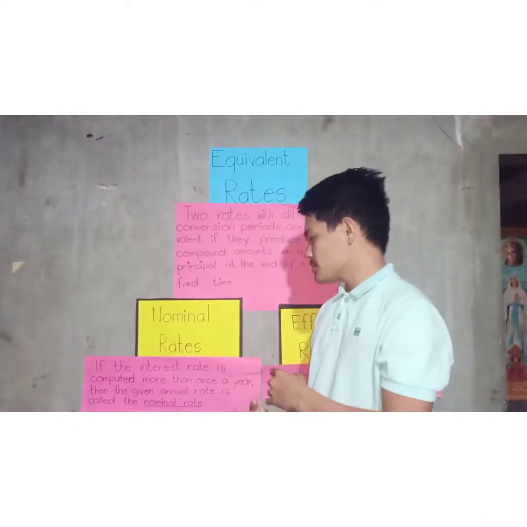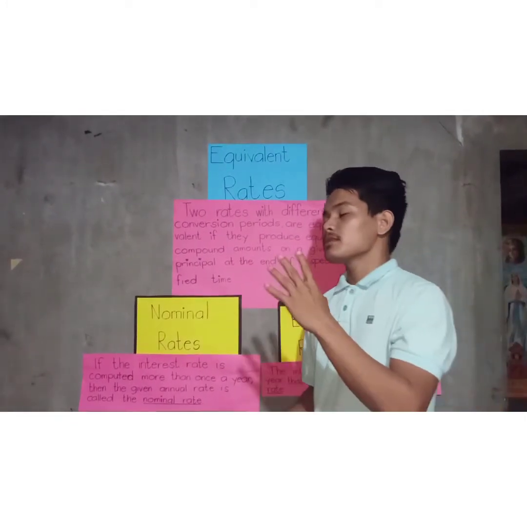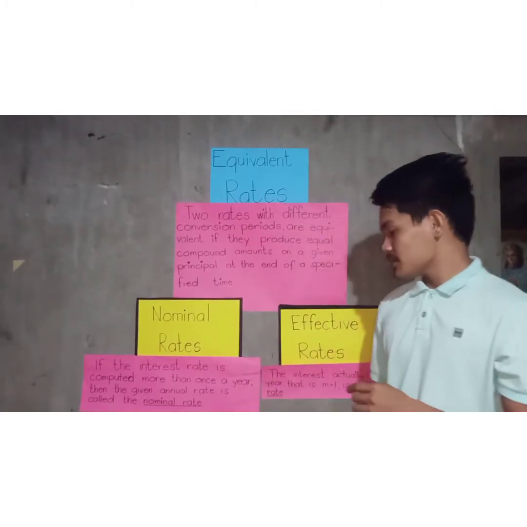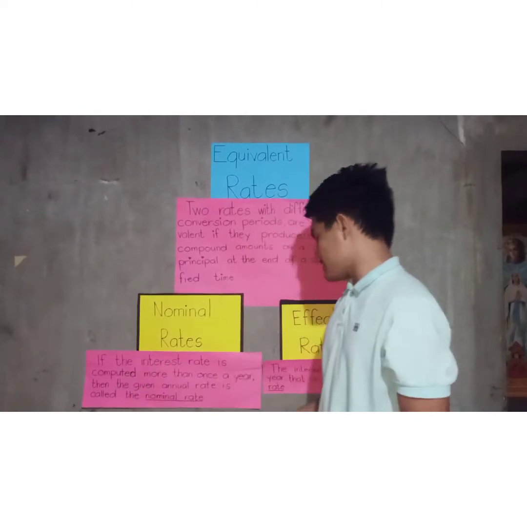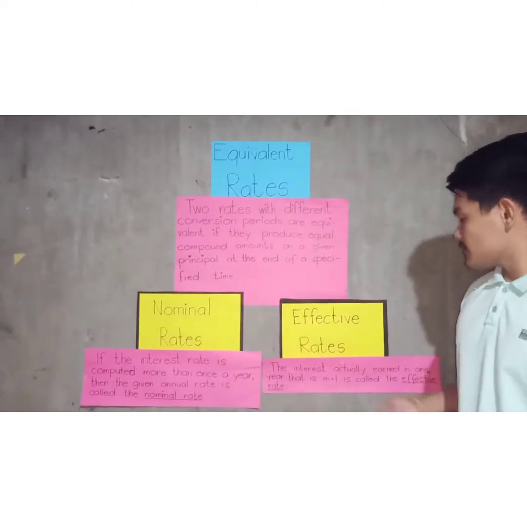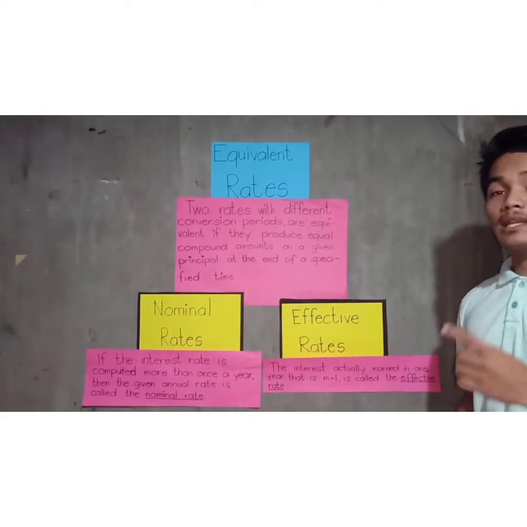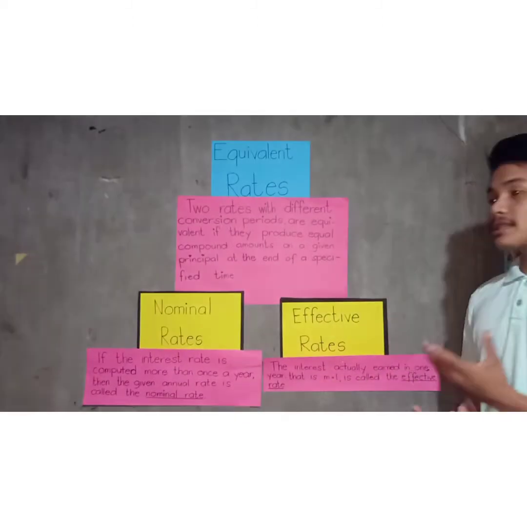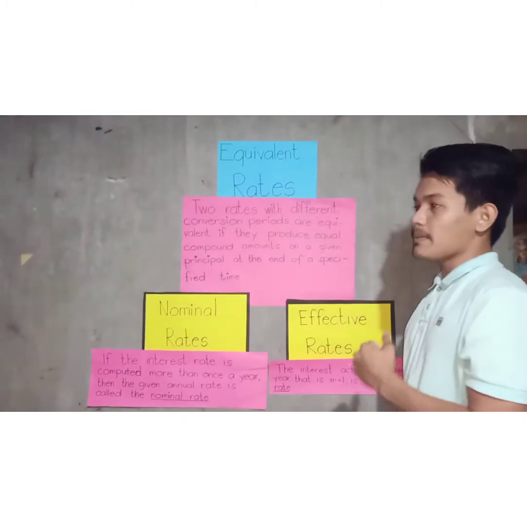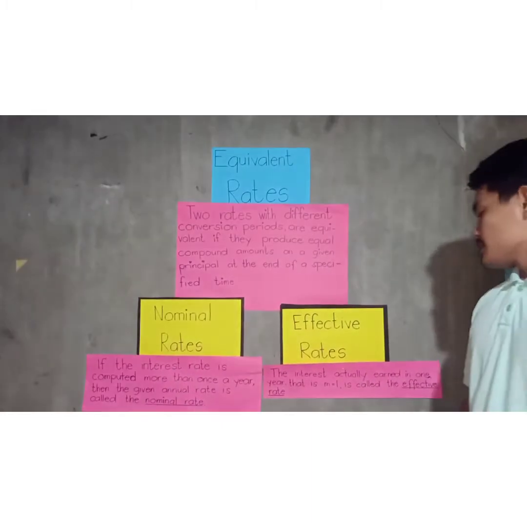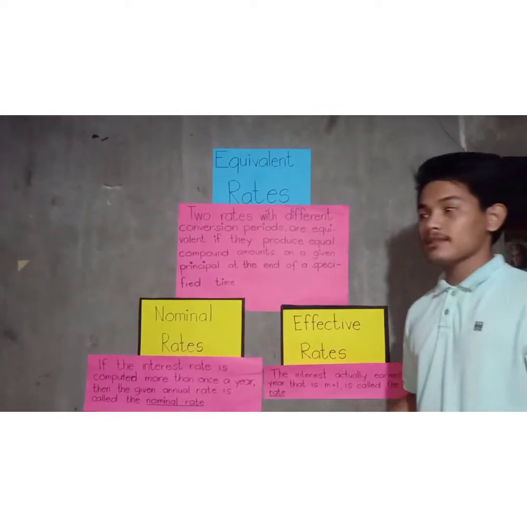If a rate is computed more than once a year, we can call it the nominal rate. On the other hand, effective rate is the interest actually earned in one year. That is the interest that he will get or pay within one year. That is, when M is equal to 1, it is called the effective rate.